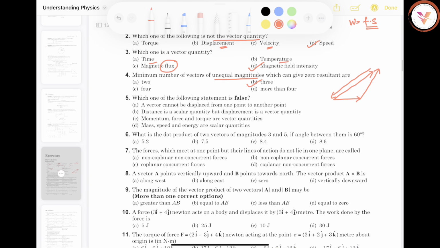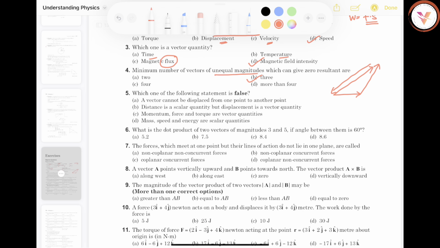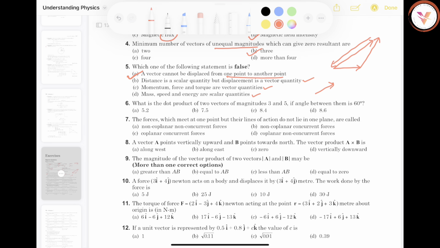Next is, which one of the following statements is false? A vector cannot be displaced from one point to another point. If it is a free vector, it can be displaced. You can move it. Distance is scalar and displacement is vector. It's correct. Next, momentum, force and torque are vectors. Yes, all three are vectors. Mass, speed and energy are scalars. Yes, they are scalars. So option A is the false one, meaning a vector can be displaced.